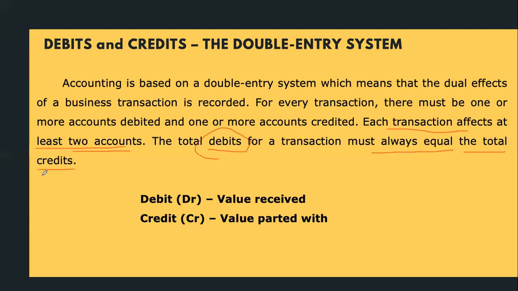Sir, what is debit and credit? Therefore, we will discuss debit and credit. If you say debit, the abbreviation is DR. That's the value you receive. While credit, or CR, is the value you parted with.